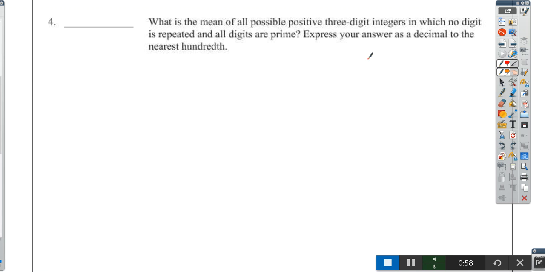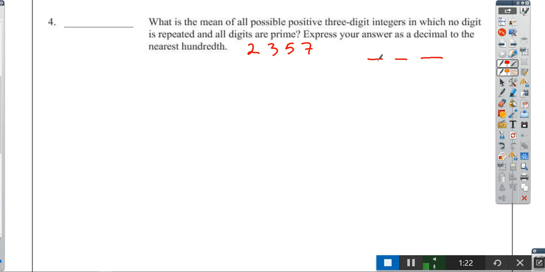Well, I have 3 digits, and the set I can draw from contains only primes. Well, 1 is neither prime nor composite. 2 is prime. 3 is prime. 4 is not. 5 is. 6 is not. 7 is. 8 and 9 are not. So I only have 4 numbers to choose from.